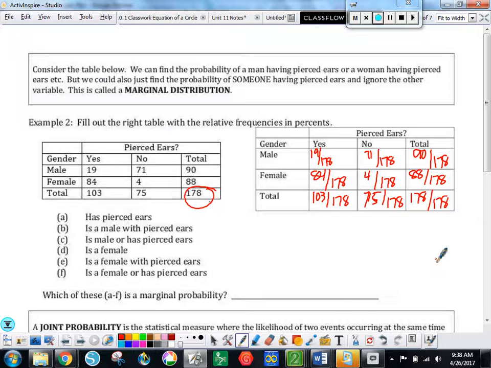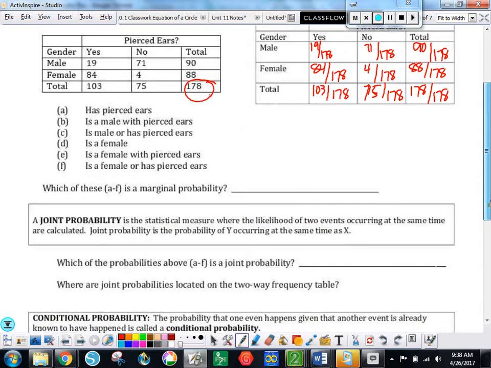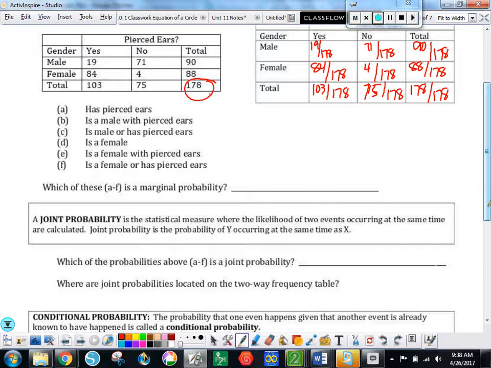Okay, so now I would like you to look at A, B, C, D, E, and F. Read those 6 options, and which one of those would be a marginal probability? Which one of those is only dealing with one variable? Is A? A is only talking about pierced ears. It's not talking about gender, right? Yes. So A would be considered a marginal probability. B? No. C? D? E?